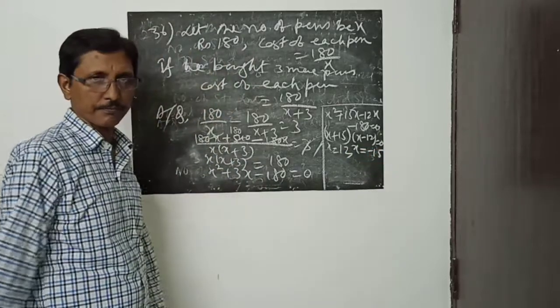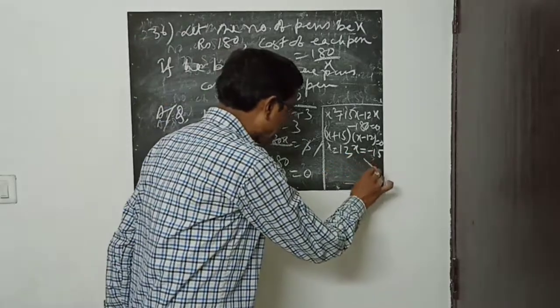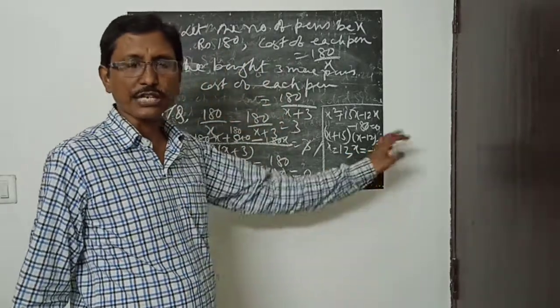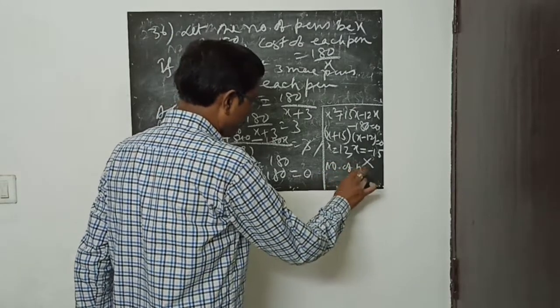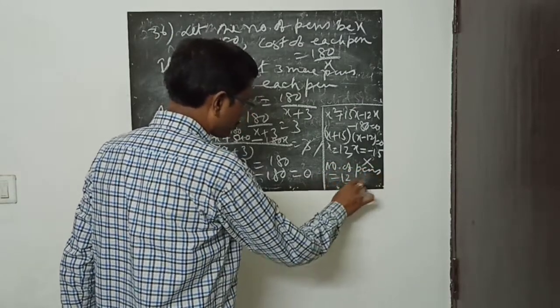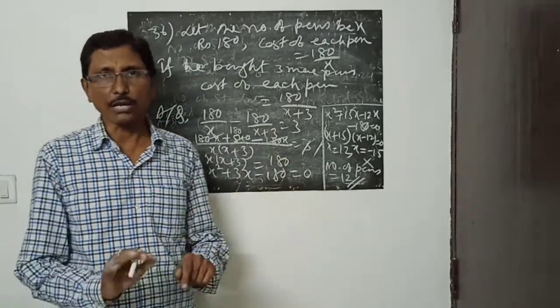But what is x? X is the number of pens. So the number of pens cannot be negative. That's why you can cancel this one. Therefore, you will get the number of pens becomes 12. So you can say that the number of pens is 12.